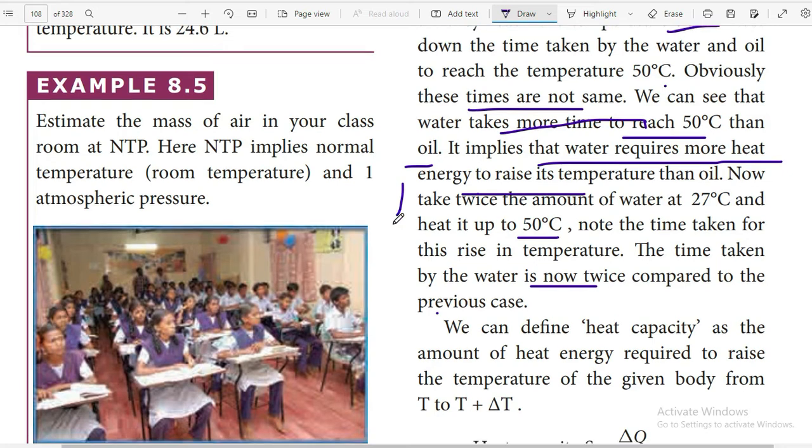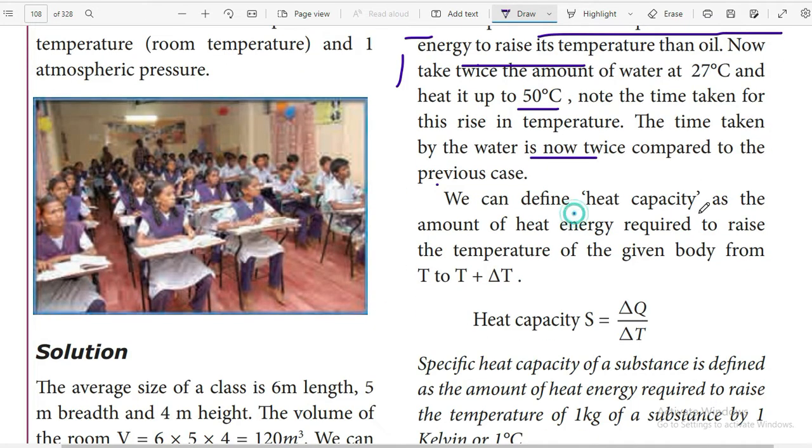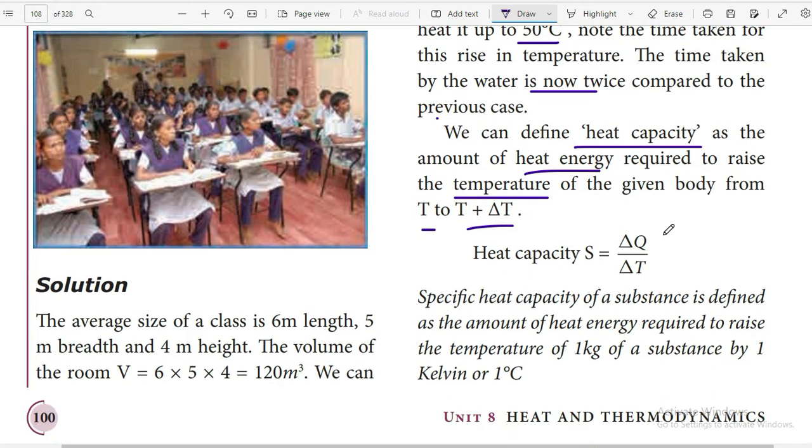Now we will see what heat capacity is. Heat capacity is defined as the amount of heat energy required to raise the temperature of a given body from T to T plus del T. The heat capacity formula is here.